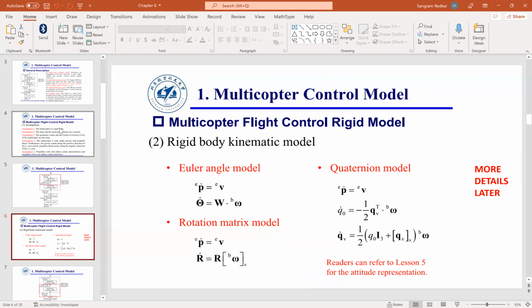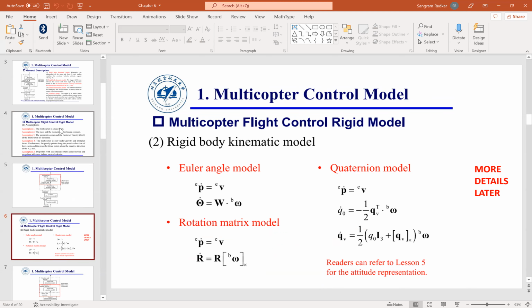If you look at the textbook, these are the equations that are given. Let me tell you, these equations look very simple and harmless, but they are not. They are very complex. So the rigid body kinematics model deals with position, linear position, angular position, linear velocity, and angular velocity.